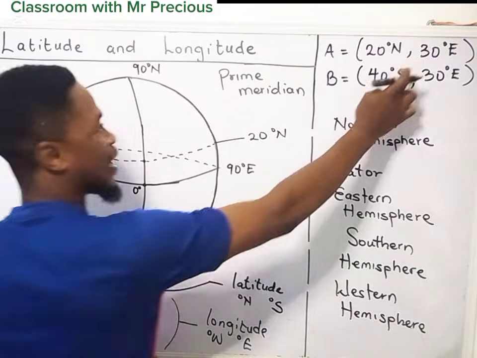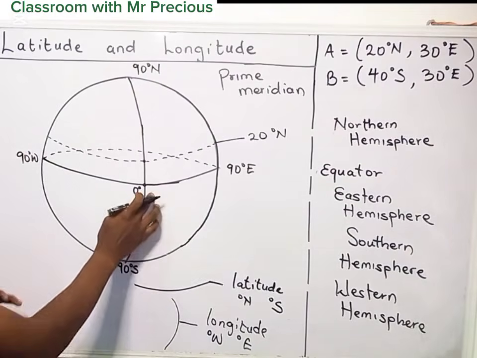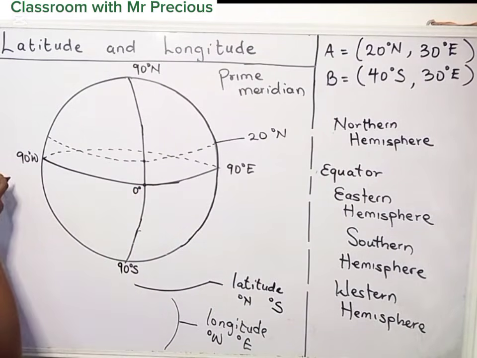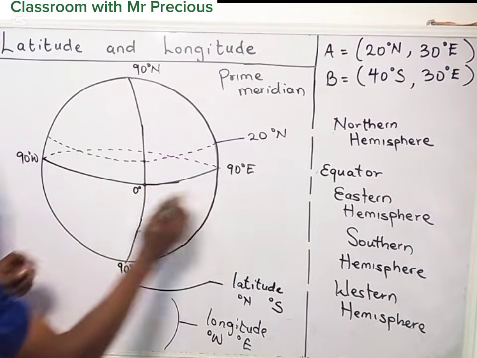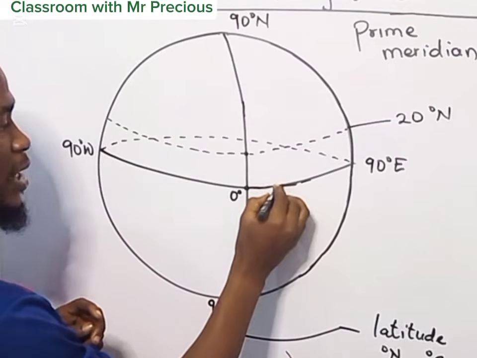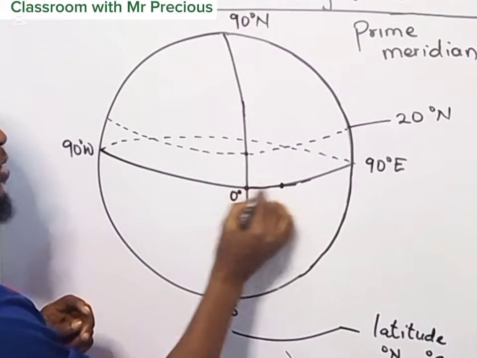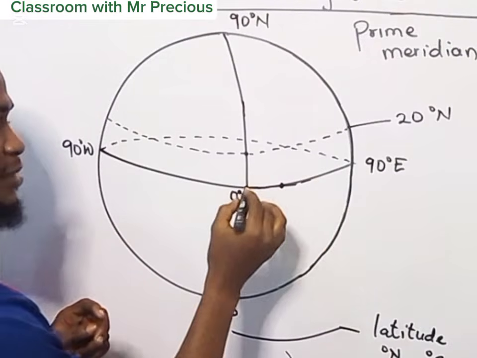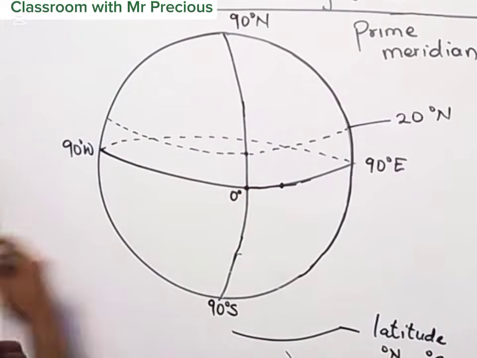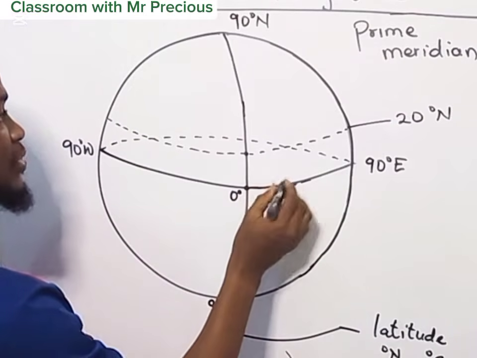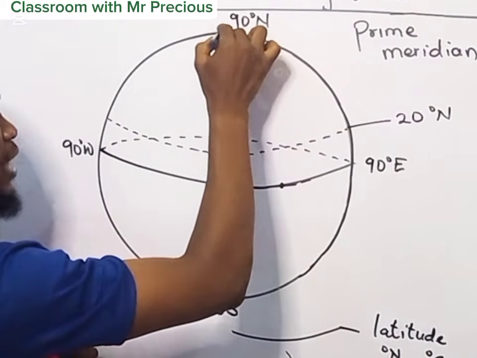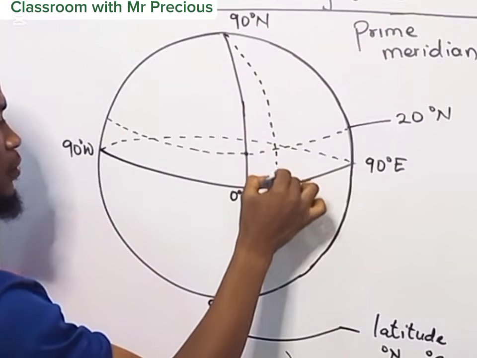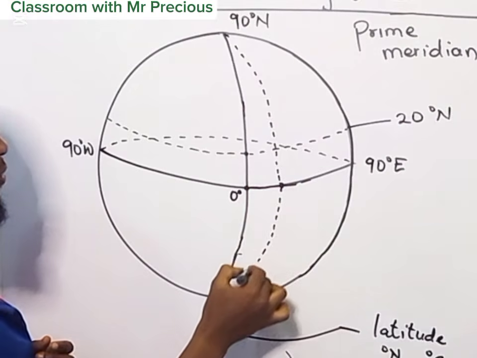And you have to find 30 degrees east. If they say east, you go in this direction. If they say west, you go in this direction. So east is towards this direction. From here to here is 30, mind you, from here to here is 90. So let's draw the line that will touch that 30.